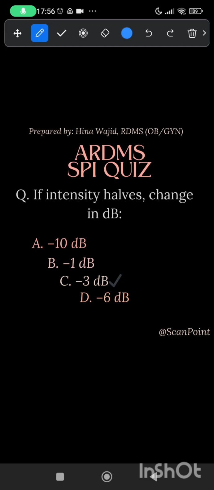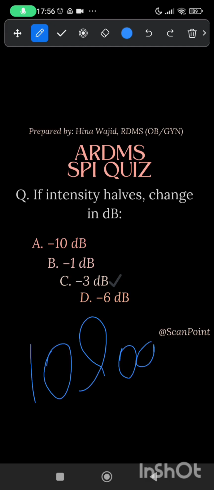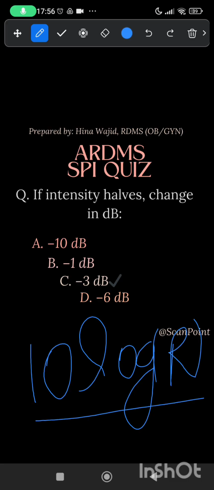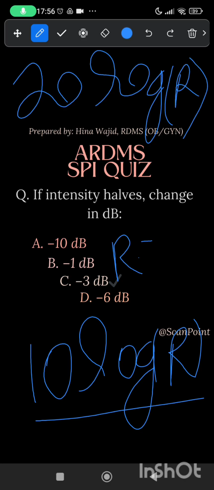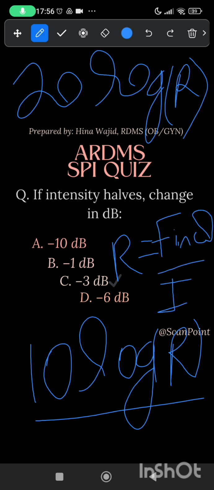For power and intensity, the formula is 10 log ratio. For amplitude or voltage, the formula is 20 log ratio. Now what is the ratio? The ratio is the final value divided by the initial value.